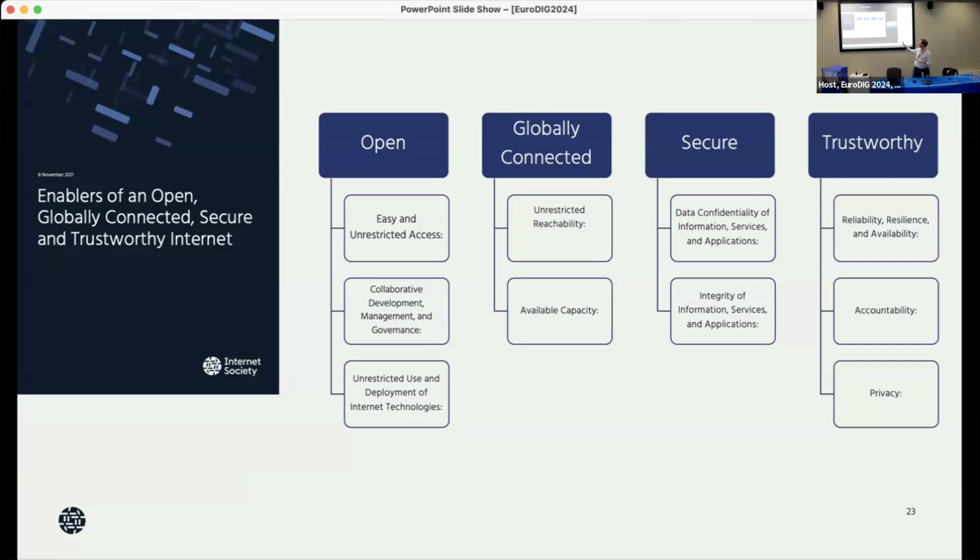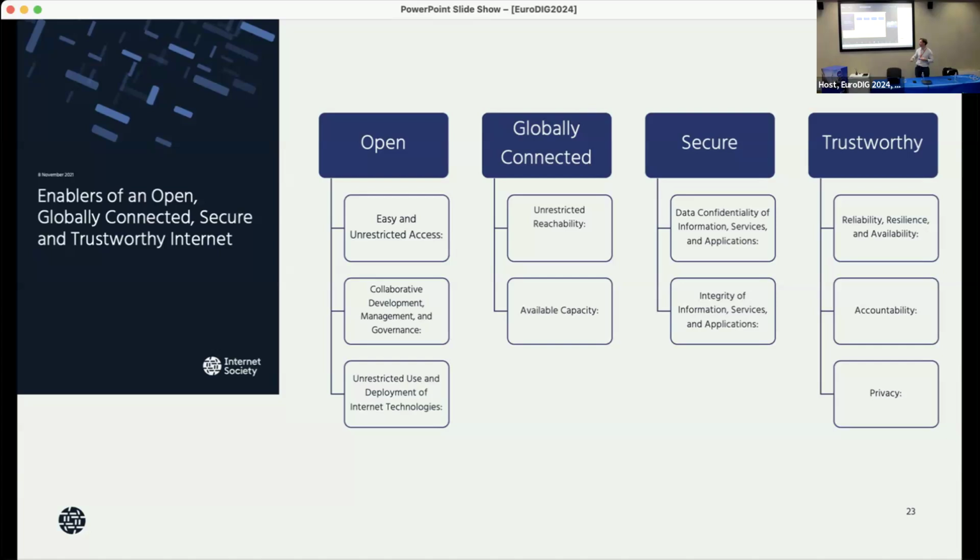Now, this is just a summary of the 4 goals that you see here: open, globally connected, secure, and trustworthy, and the associated enablers. So again, the enablers are things like privacy, accountability, reliability, or the 3 that we talked about: easy and unrestricted access, collaborative governance, etc. Those enablers, as I mentioned, should be thought about as the constitutive parts of the bigger concept. So if you take secure, the constitutive parts of having a secure internet are the enablers of data confidentiality of information, and the enablers of integrity of that information. If you strive towards those enablers, then you're making good progress towards the goal of a secure internet. So it's a way, again, to operationalize these very high, lofty goals around open, secure, trustworthy by concretizing what we actually mean by it.